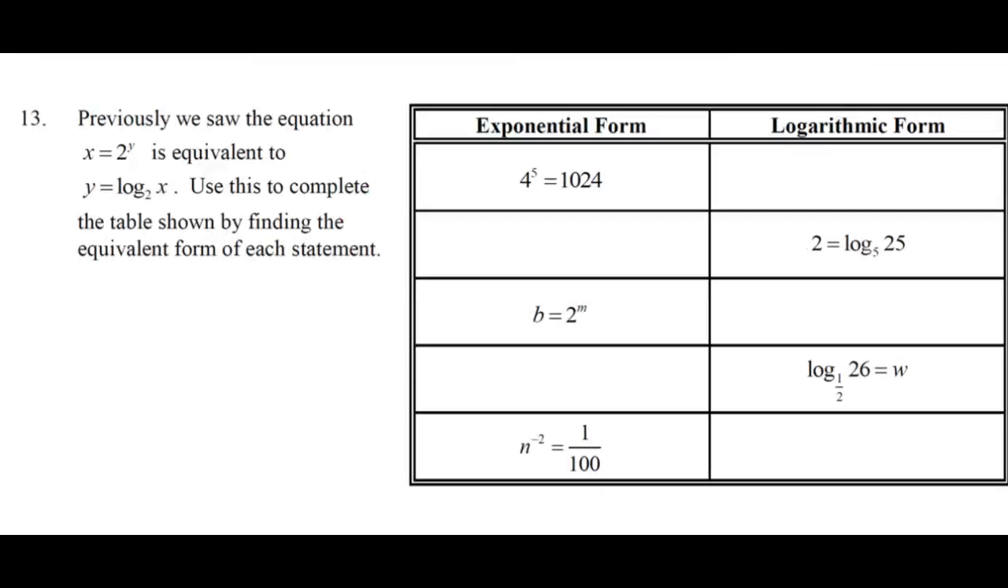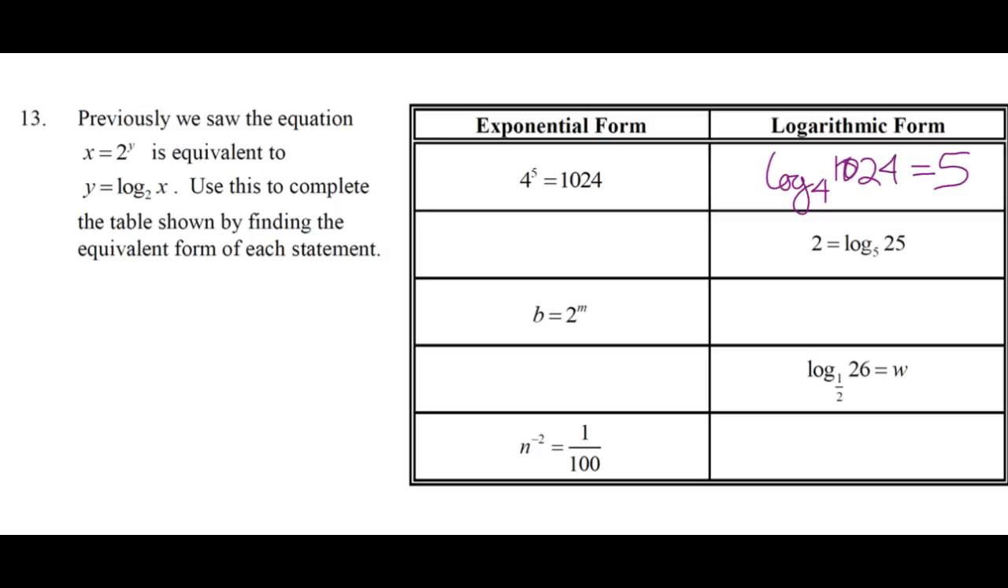Previously, here's the big thing for the day. We saw the equation x equals 2 to the y. Change from exponential form to logarithmic form. This is an expression where there are no variables. It says 4 to the power of 5 is 1024. So we would say log base, what's the base? Log base 4, what value do you end up with? Of 1024, what exponent do you raise 4 to? That's the idea.